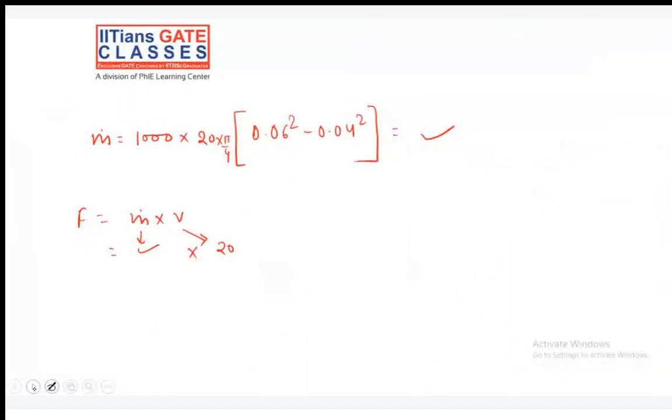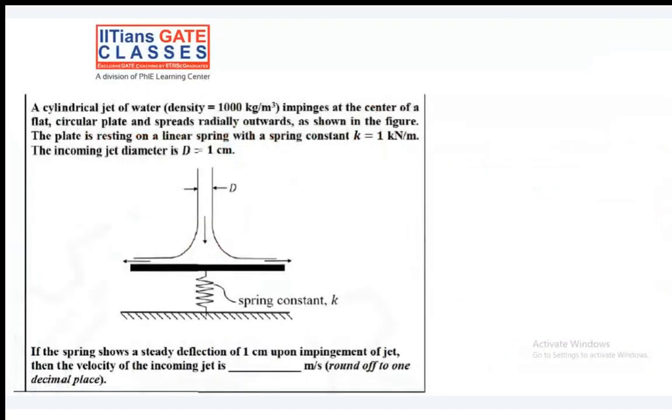Let us read this question. It says that there is a cylindrical jet of water of density 1000 kg per meter cube. It impinges at the center of a flat circular plate. There is a flat circular plate and it is impinging it centrally, and it is being spread out radially, as shown in the figure. Then it says that the plate is resting on a linear spring with spring constant K as 1 kilonewton per meter. And then the incoming jet diameter d is given as 1 centimeter.